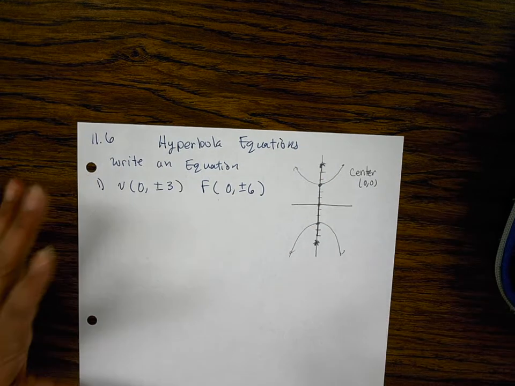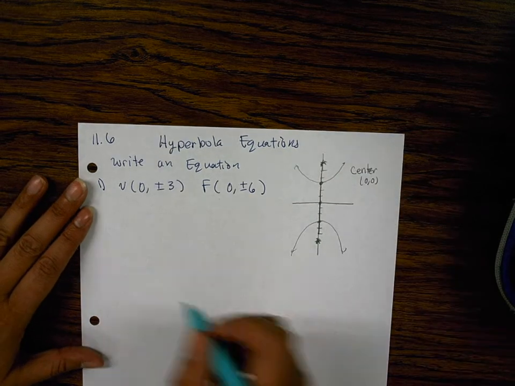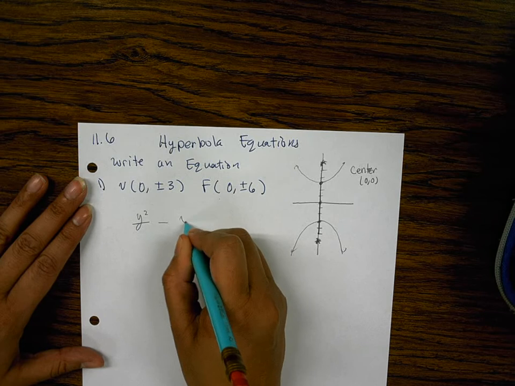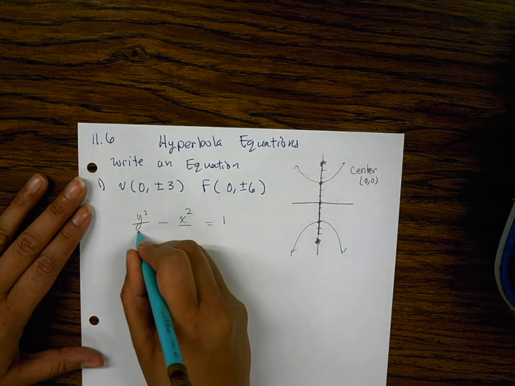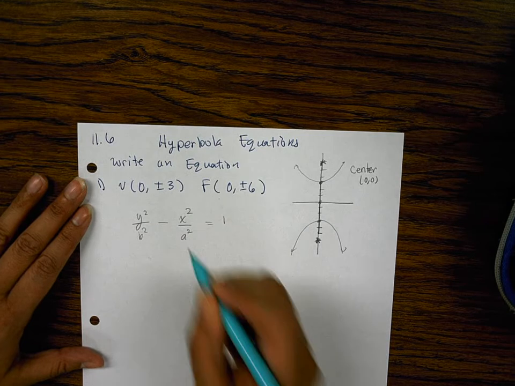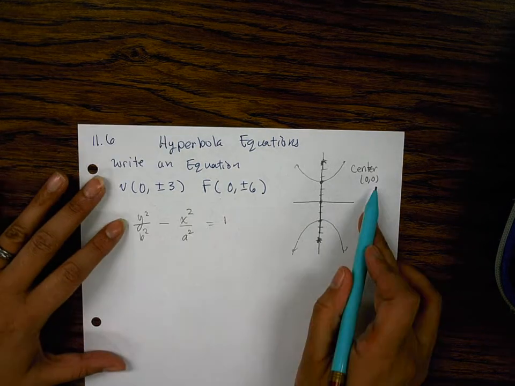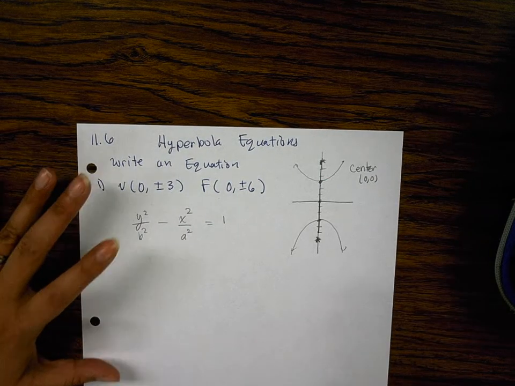All right, so we know the center is (0, 0). We know because it's opening up and down that y comes first. So I'm going to have y squared over blank minus x squared over blank equals 1. I'm going to erase this b squared and a squared in just a bit. I'm just going to at least set it up for now. Okay, because it's (0, 0), it's just y squared and x squared. Because it's up and down, the y comes first.